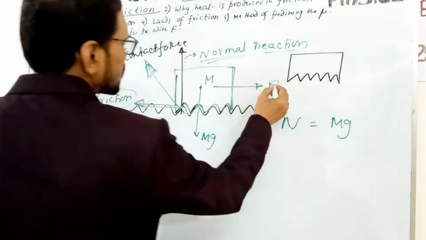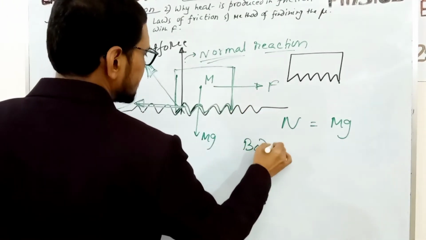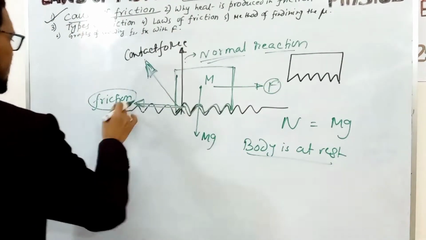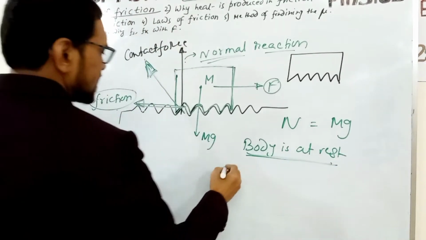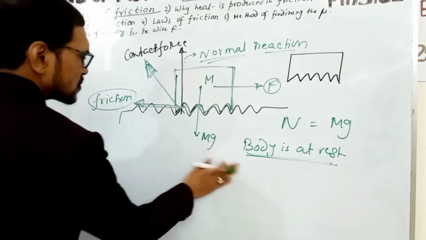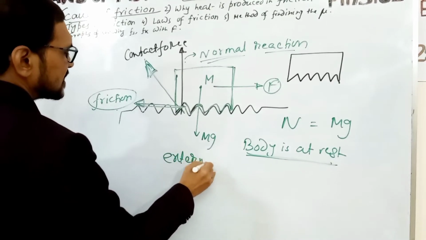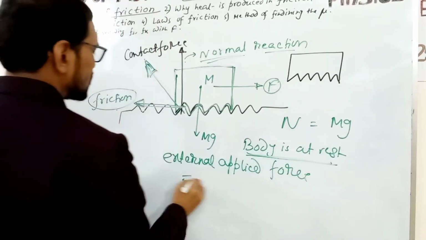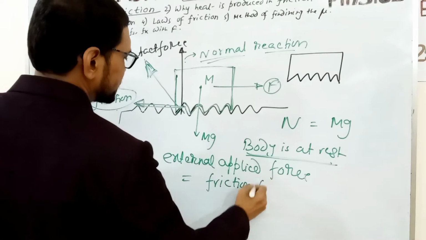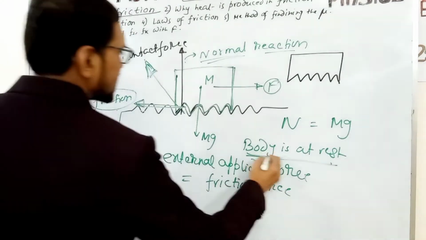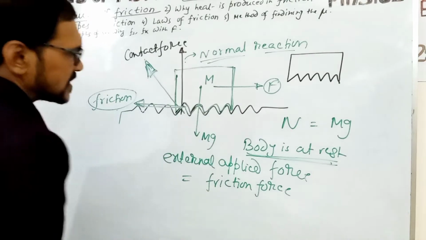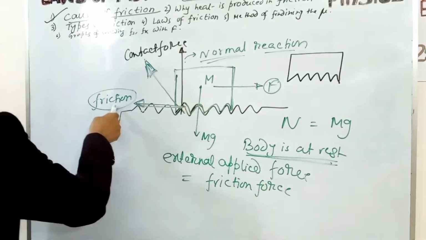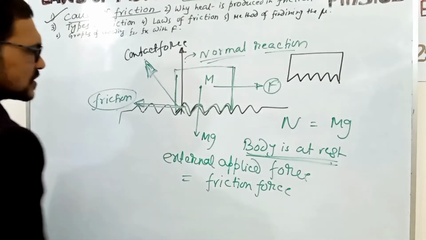And for the external force, if the body is at rest, then this force balances this force. So when the body is at rest, the external applied force is equal to the friction force. That is, force is applied but the body is still at rest, so the external applied force equals the friction force. If the applied force balances the friction force, then the body will not move, so the body is at rest.